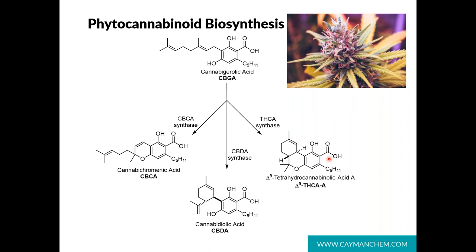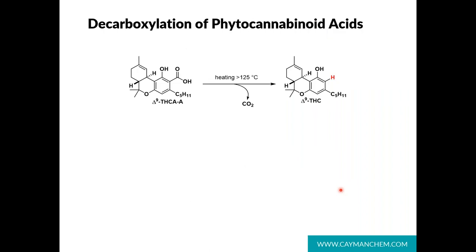The phytocannabinoid acids are the precursors to all the neutral phytocannabinoids isolated from the cannabis plant. So today's discussion will focus on the phytocannabinoids from these last two pathways, CBDA and THCA-A. To isolate the neutral phytocannabinoids, the phytoacids must first be decarboxylated. This reaction involves the elimination of the carboxylic acid through the loss of CO2, which results in the formation of the neutral phytocannabinoid. In this case, we see delta-9-THCA-A is decarboxylated to delta-9-THC.